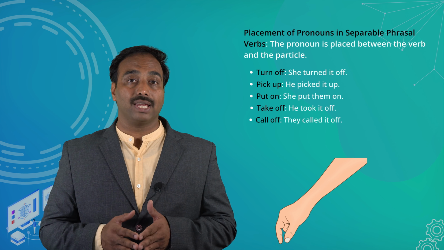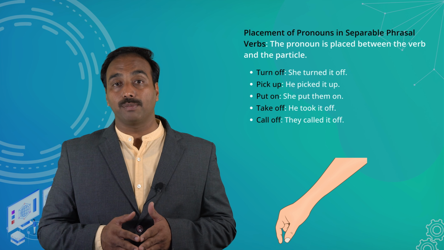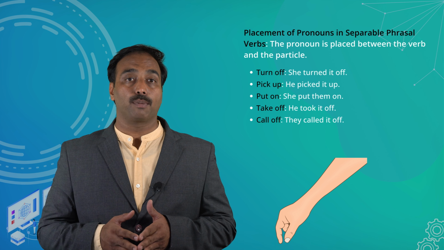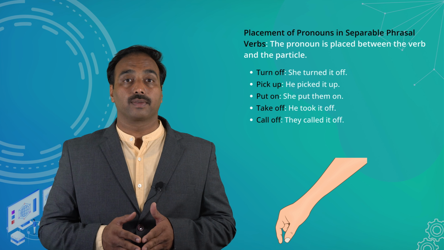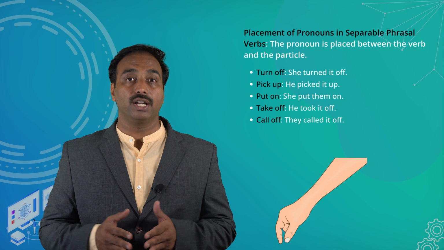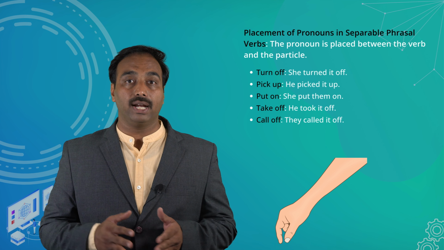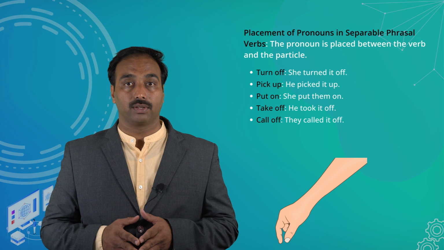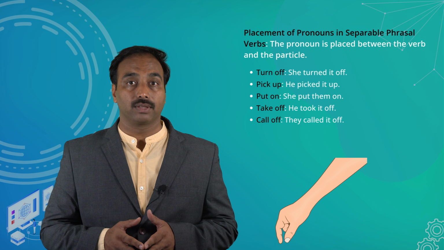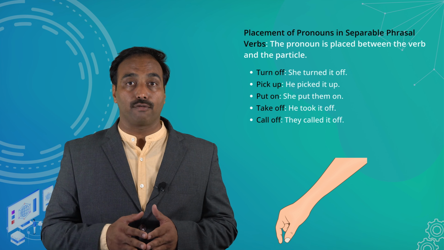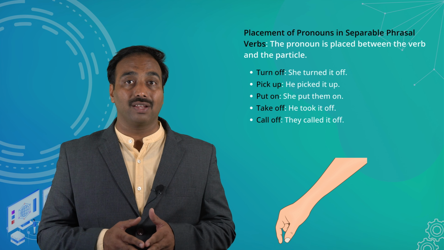Placement of pronouns in separable phrasal verbs. When using pronouns as objects in separable phrasal verbs, the pronoun is placed between the verb and the particle. Examples: turn off. She turned it off, not she turned off it. Pick up. He picked it up, not he picked up it. Put on. He put them on, not he put on them. Take off. He took it off, not he took off it. Call off. They called it off, not they called off it.